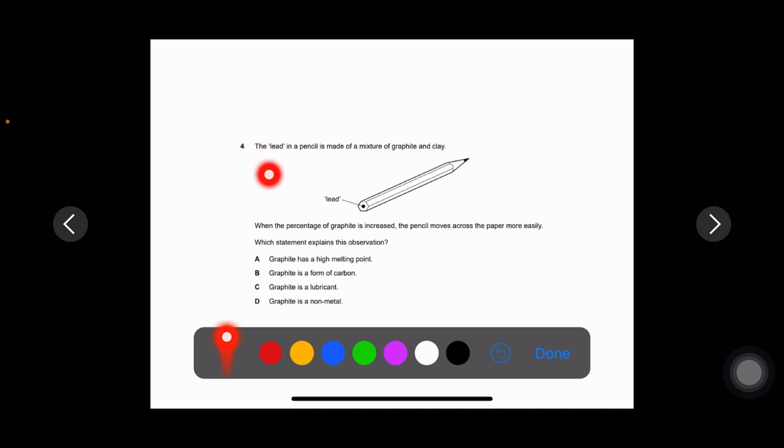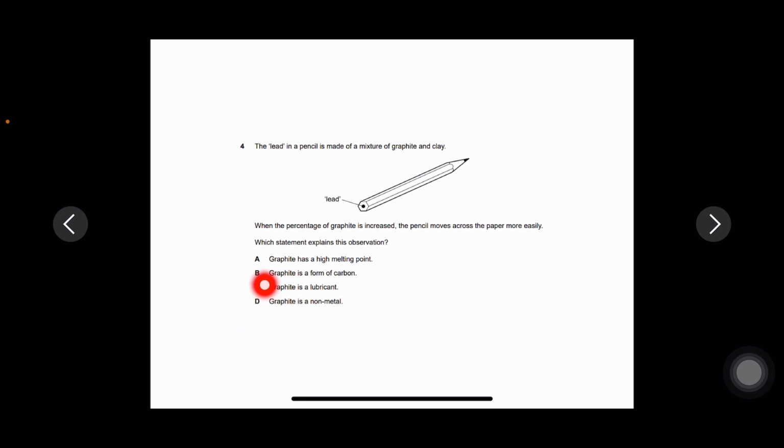Question number 4. The lead in a pencil is made of mixture of graphite and clay. When the percentage of graphite is increased, the pencil moves across the paper more easily. As you know, graphite is very good lubricant. That's the reason. Let's go to the options. Graphite has a high melting point. It's wrong reason here. Graphite is a form of carbon. No, it's not a proper reason for this. It's a lubricant. Yes, it's a lubricant, slimy. That's why it can move across the paper very easily. That's the right answer.